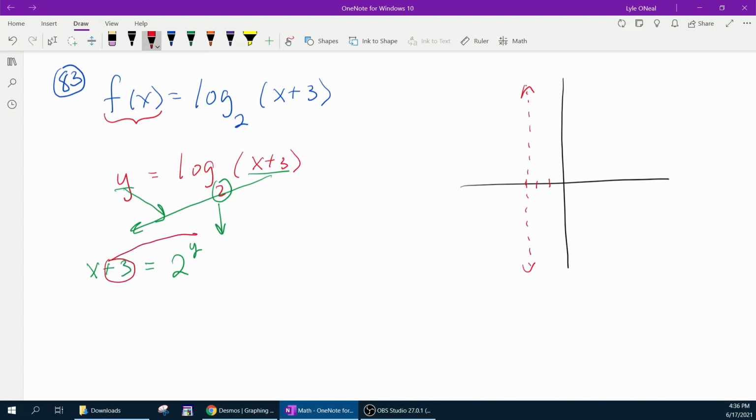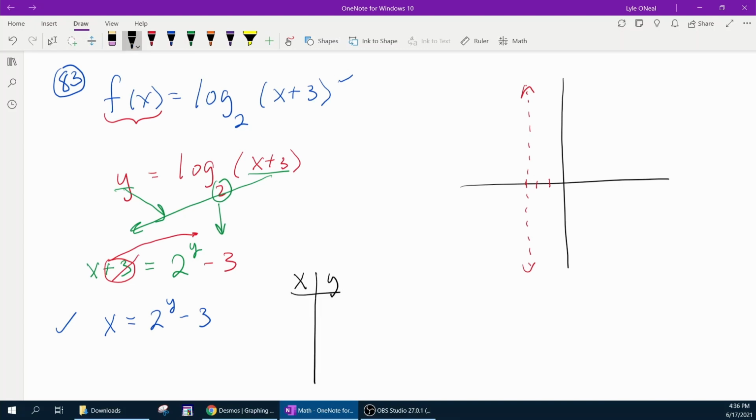Then we want to go ahead and move the plus 3 over so that we get x by itself. So we're going to have x equals 2 to the y minus 3. Okay, now in my opinion, this equation is going to be much easier to find ordered pairs for than trying to find numbers that work in your log function. Okay, let's look at that.